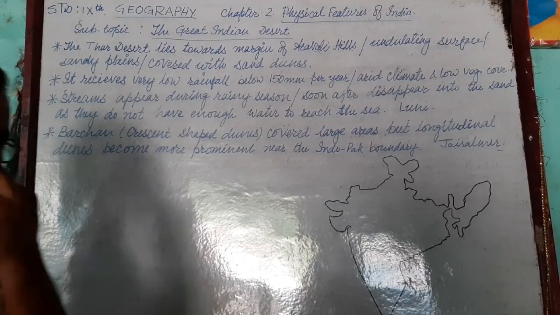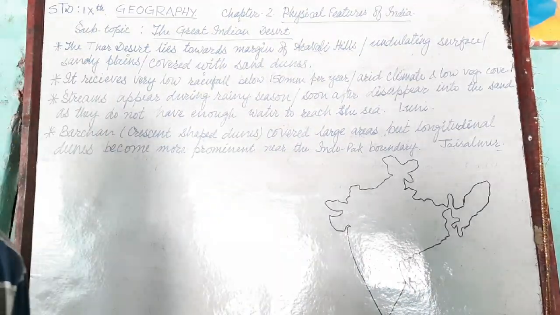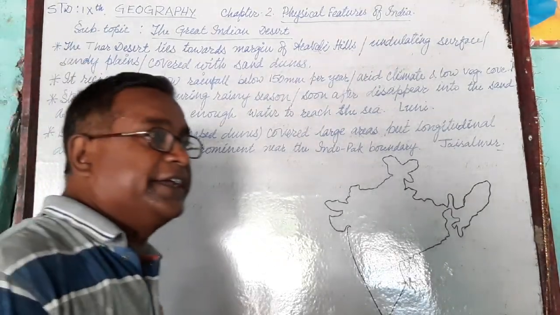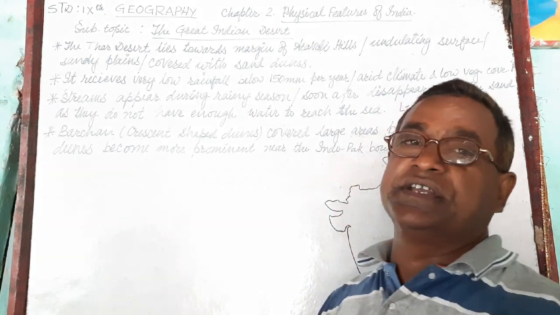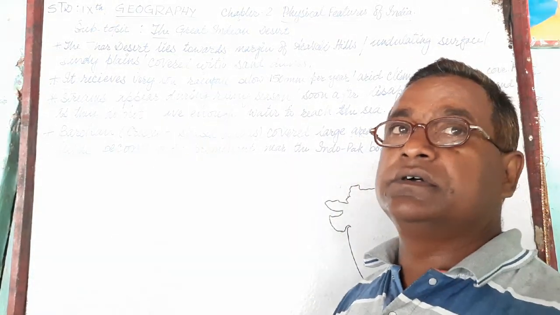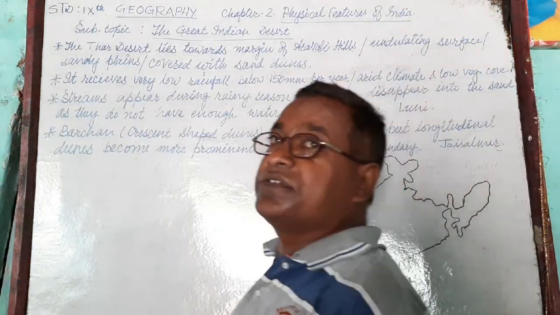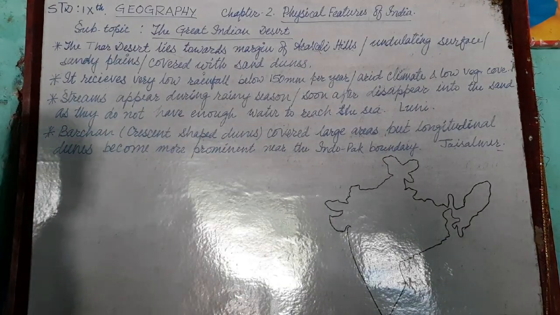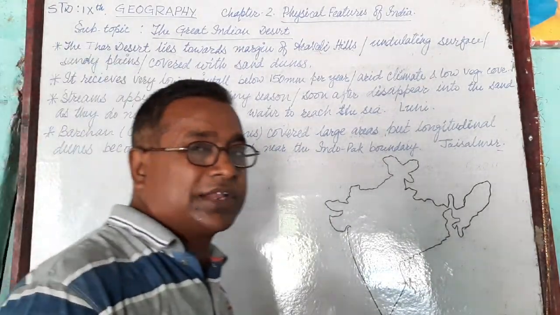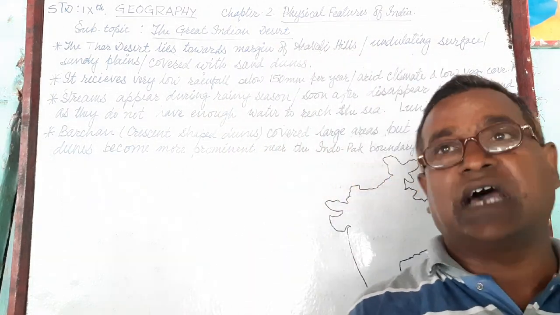Good morning, viewers. This video belongs to standard 9, and the chapter is the physical features of India. The subtopic is the Great Indian Desert, which is also considered as the third desert.